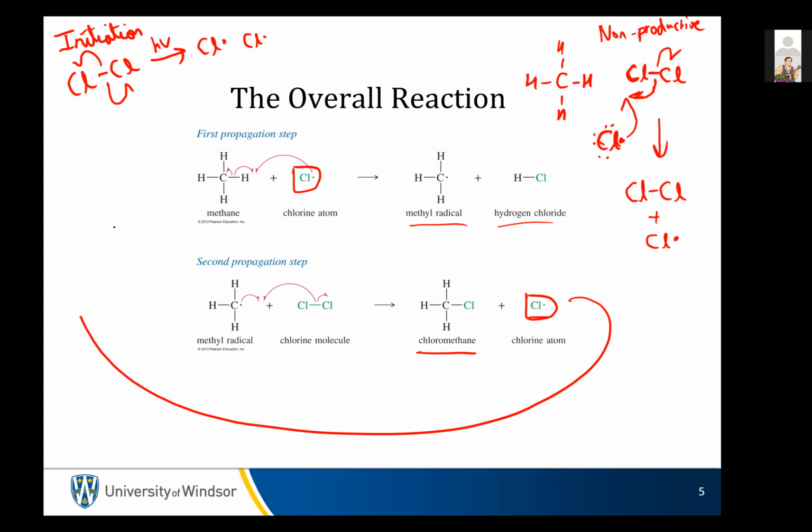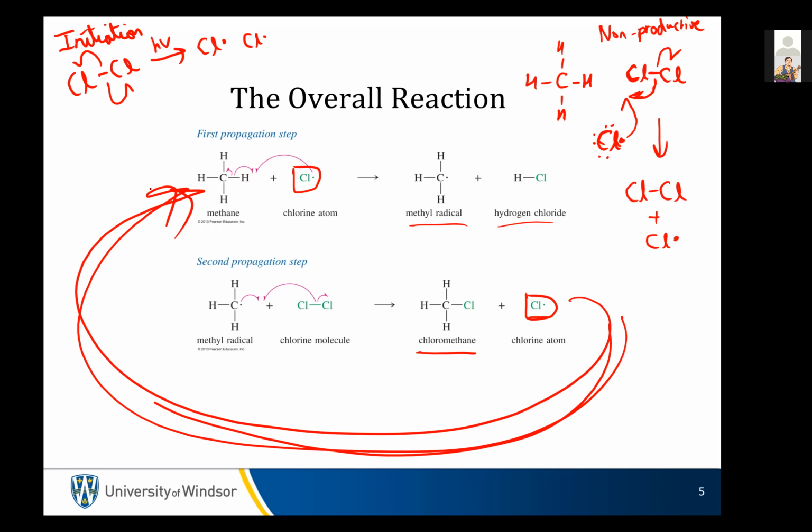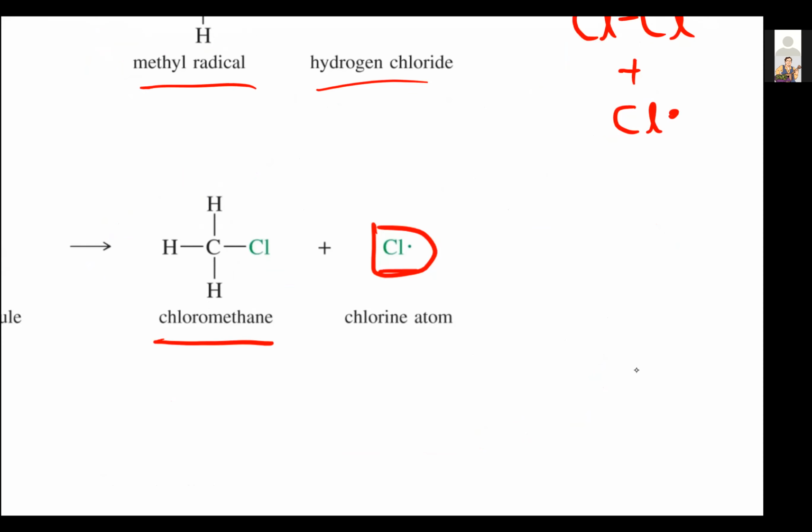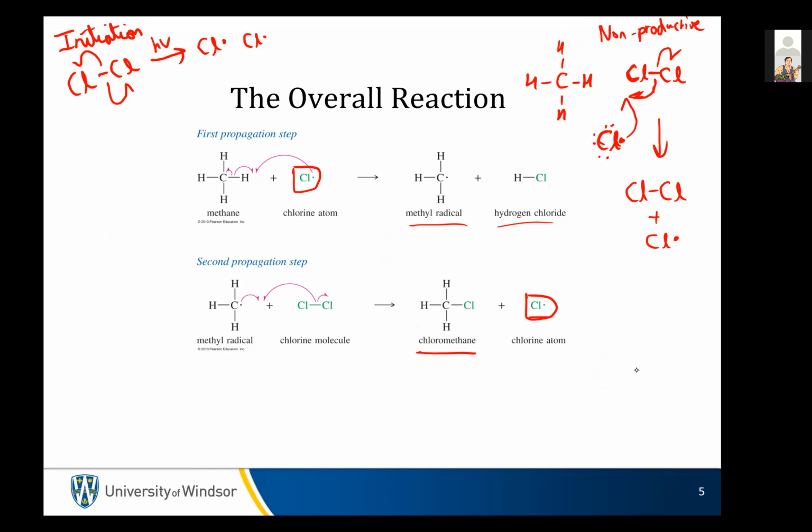So now we go back and we do this again. And again. And again. And again. And so this is a chain reaction, because once you start getting this chlorine into this, it can just keep doing this cycle over and over again with fresh methane every time. So overall, what ends up happening is this.